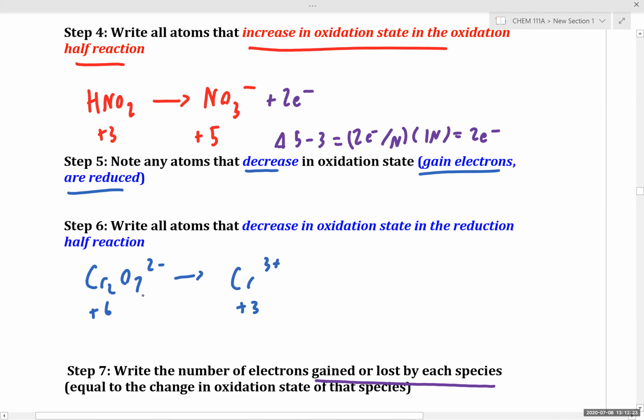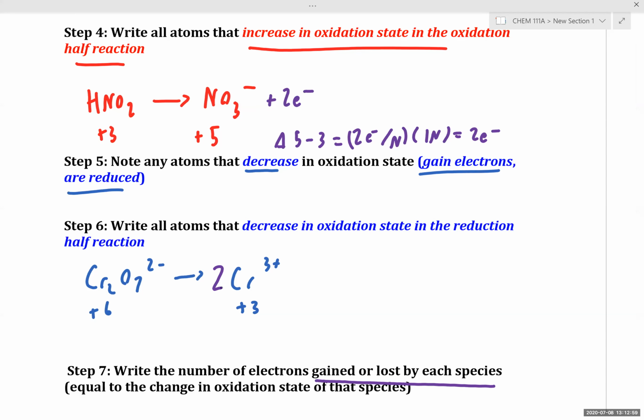So in dichromate going to chromium 3+, one thing that you have to be really careful of is you need to make sure that your atoms are balanced. Do we have the same number of chromium atoms on each side? Yes or no? No. So we need a coefficient of 2. This coefficient of 2 will be important.